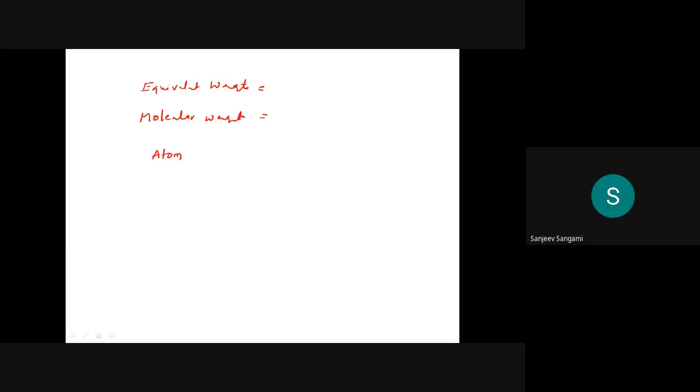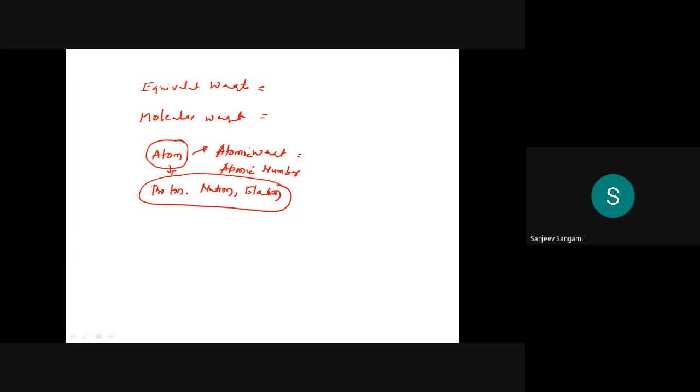an atom. In an atom, we have proton, neutron, and electron. Of course, we will not go in depth, but if I want to calculate the atomic weight, before going to that, there is one more terminology called atomic number. So an atom consists of 3 elements, that is proton, neutron, and electron. Then what is atomic weight or atomic number?